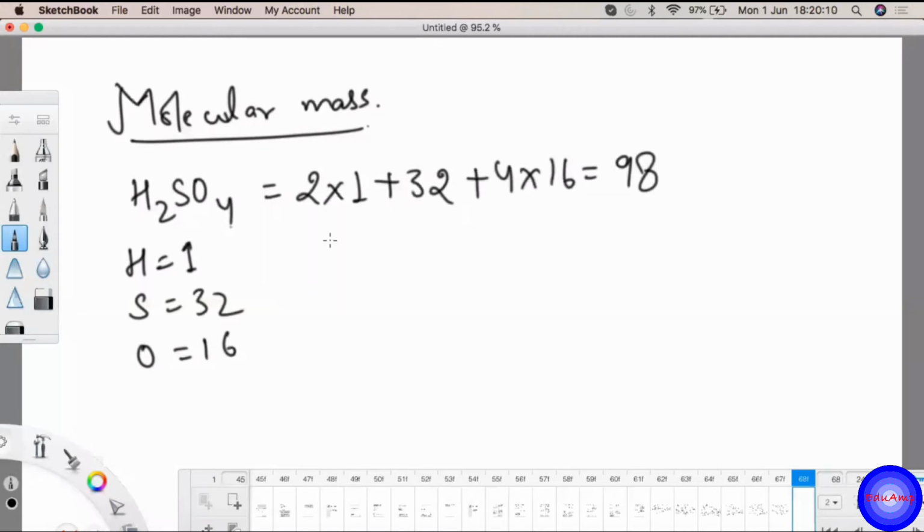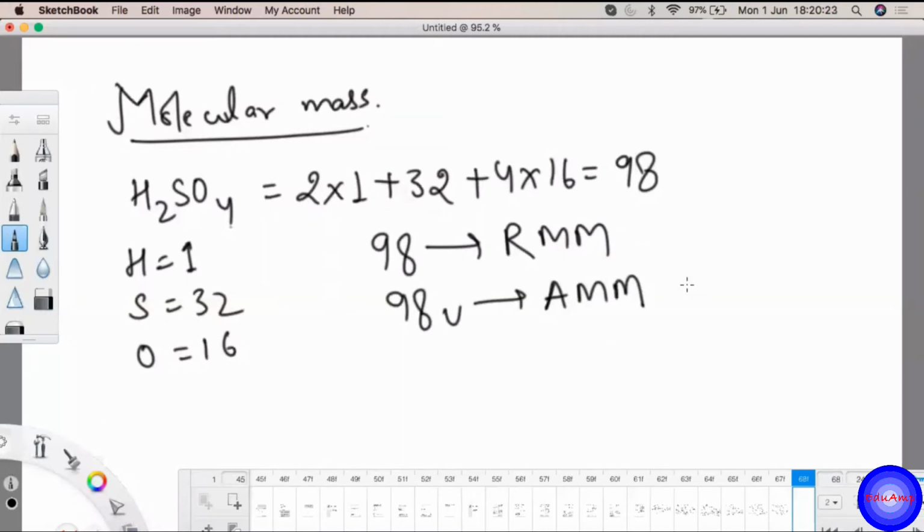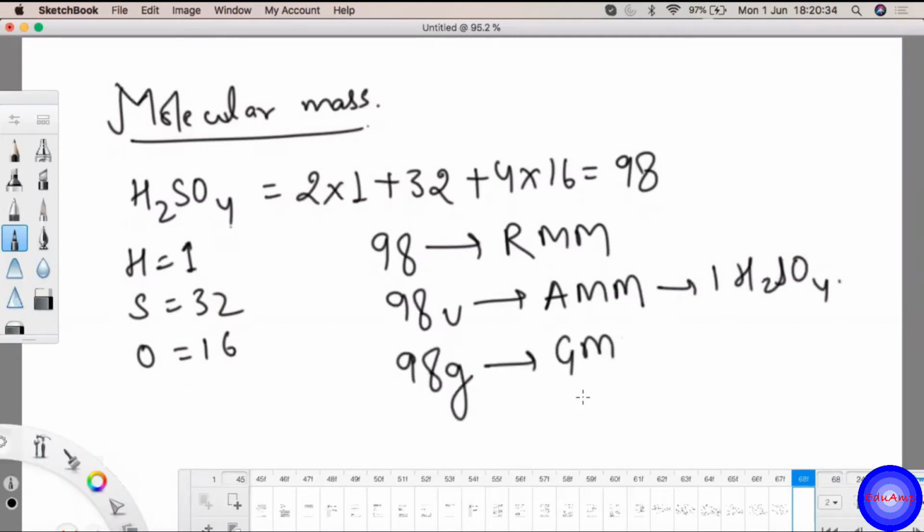So if I have written 98, then I am talking about relative molecular mass. If it is 98 U, that means I am talking about absolute molecular mass, because it is of one H2SO4 molecule. Whereas if I have written 98 grams, that means I am talking about gram molecular mass, which contains how many molecules of H2SO4? That is 6.022 into 10 to the power 23 molecules of H2SO4.